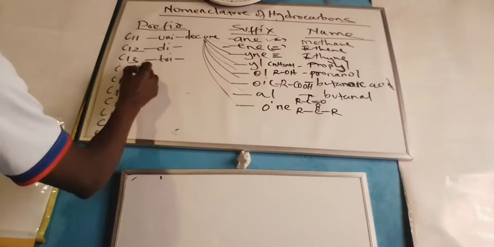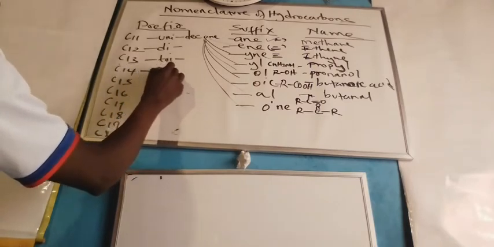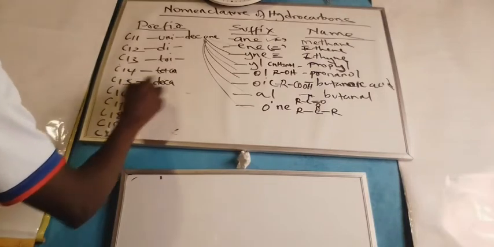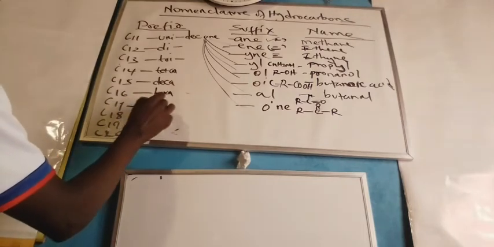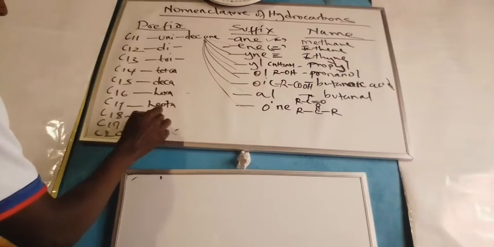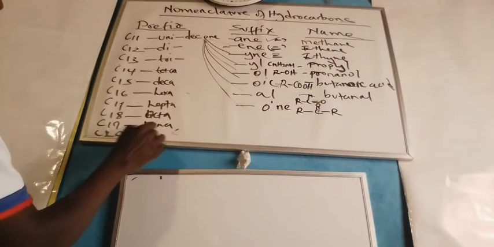And therefore, we will proceed and say if there are 4 carbons after the first 10, then we will have tetra, then we will have penta, then we will have hexa, then we will have hepta, then we will have octa, then we will have nona, then we will have deca. So as we proceed in this nomenclature, we will name number 11 to number 20 as follows.